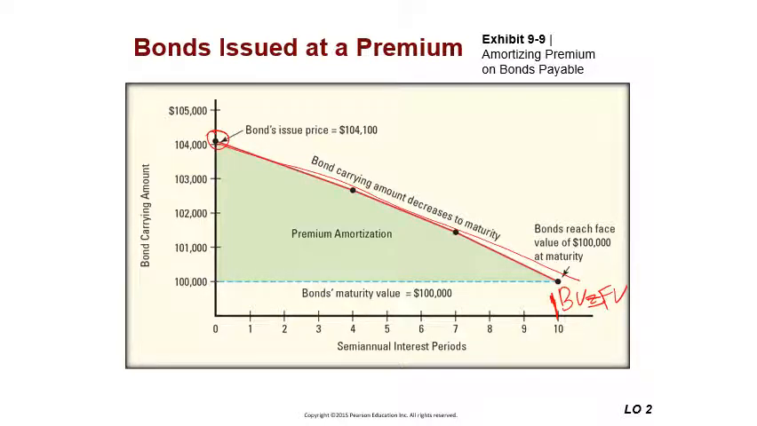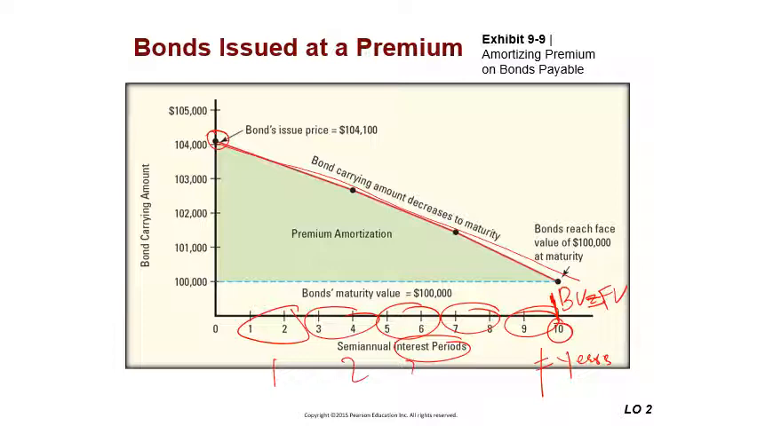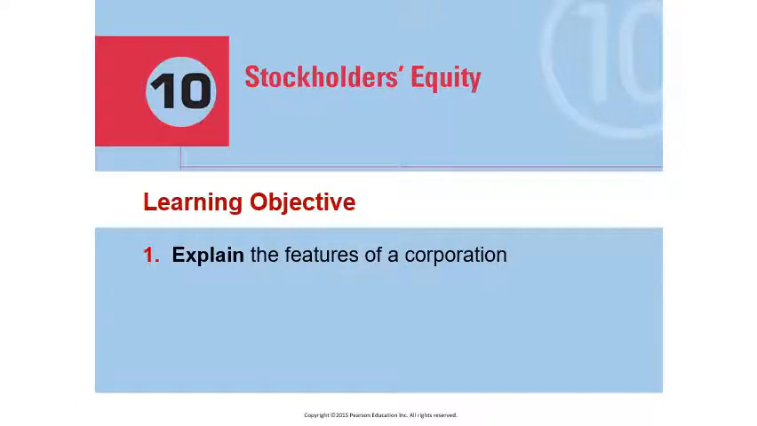So the question is, why is there 10 here? These are not years, these are periods. So in 1 year there are 2 periods, right? So that's why if you ask me the year, in a year there are 2 periods. Okay, so we have covered the bonds issued at premium. We also talked about its illustration and entries.